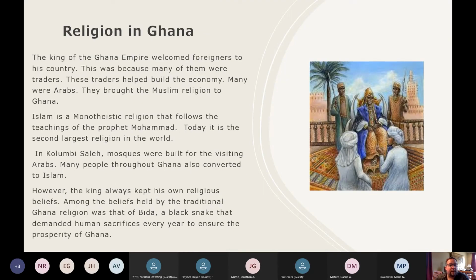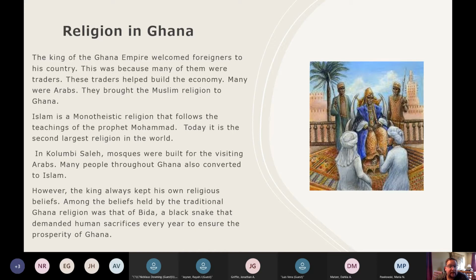The king of the Ghana Empire welcomed foreigners into his country, and this was because many of them were traders, and these traders helped build the economy. Many were Arabs, and they brought the Muslim religion to Ghana. Islam and Muslim, it's the same religion. And Islam is a monotheistic religion that follows the teaching of the Prophet Muhammad. Today, it is the second largest religion in the world.